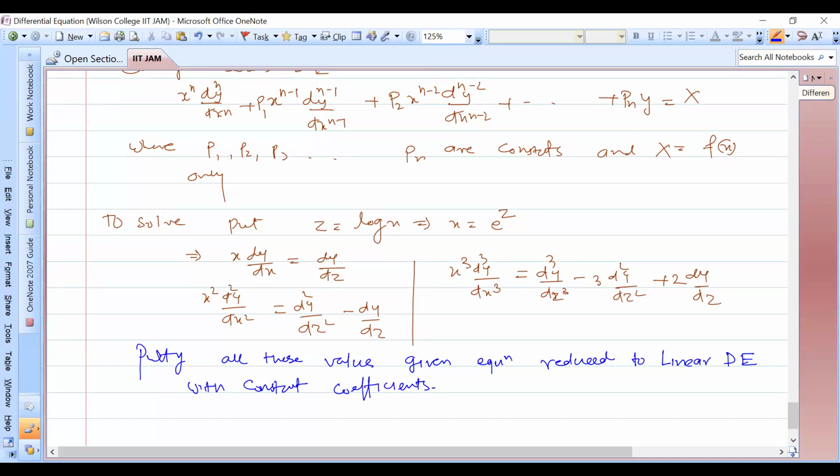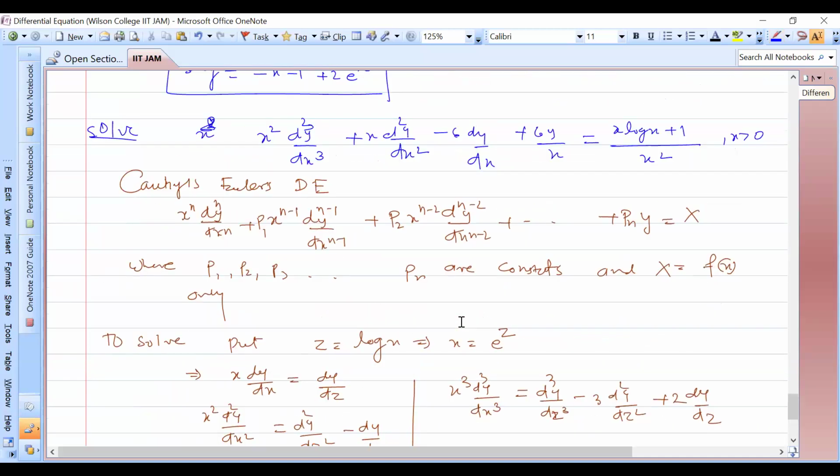Yes, should I solve it? Should I solve this differential equation? No, sir.